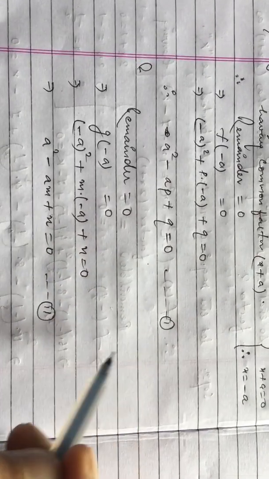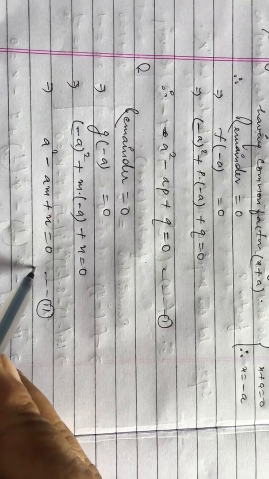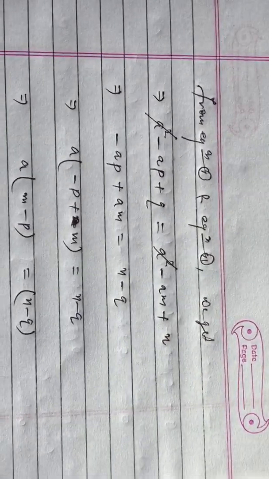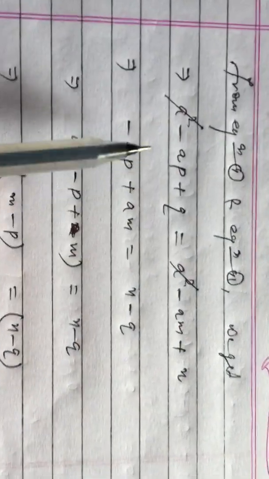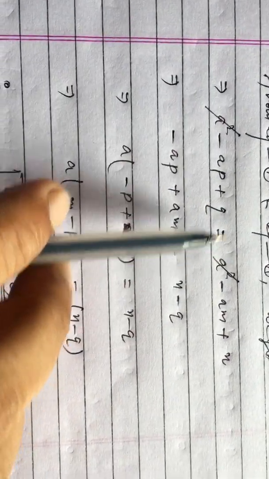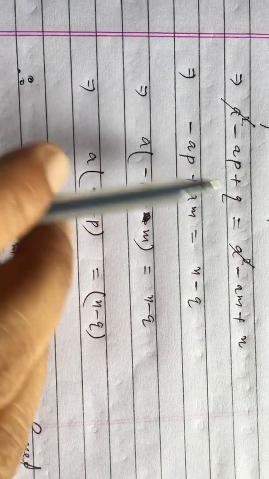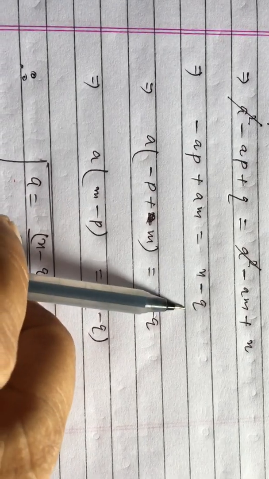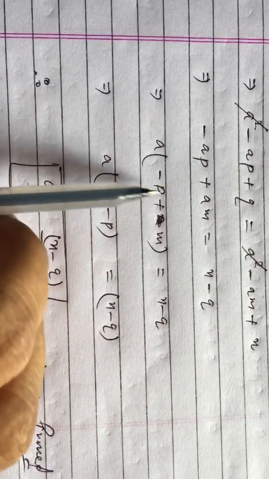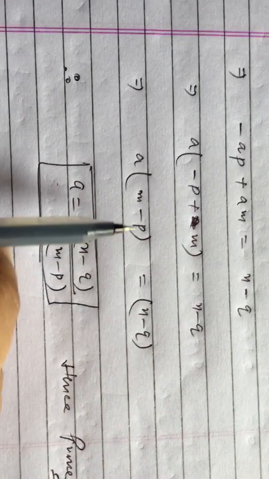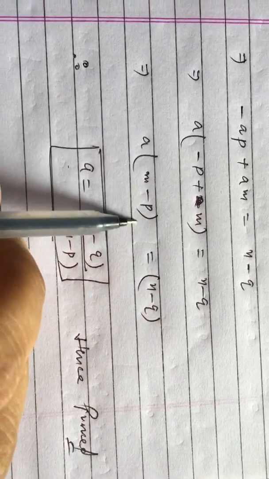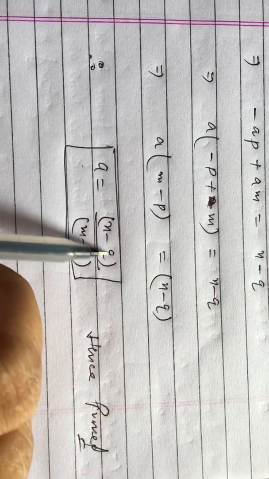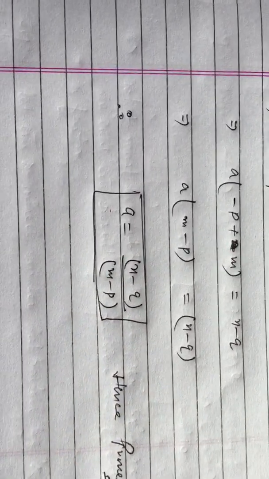Now equate equation 1 and 2, because both have the same common factor, which means in both cases the remainders are 0. Then we can equate equation 1 and 2. This is equation 1 and this is equation 2. The same terms on opposite sides will be cancelled. Minus ap and minus am transferring this side, plus am; n plus q this side, minus q. So a is common: a times m minus p is equal to n minus q. A is equal to n minus q by m minus p. This is our required term.